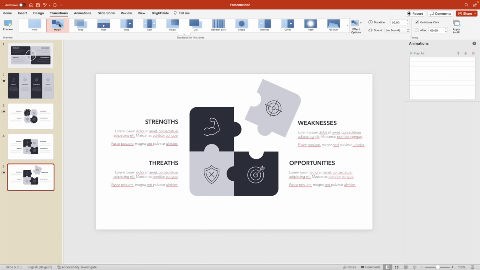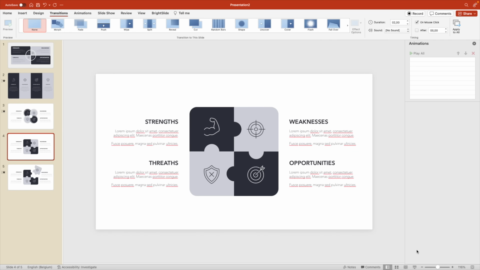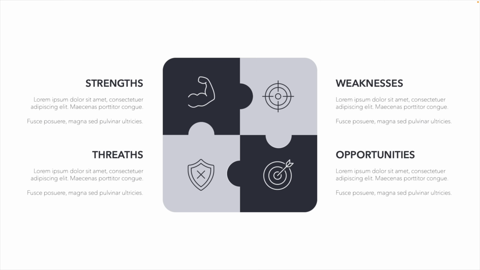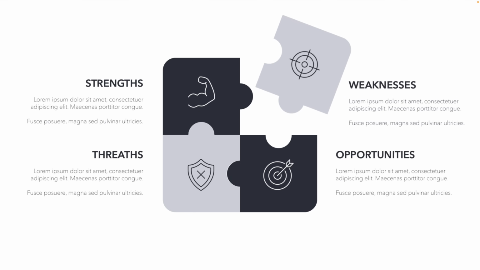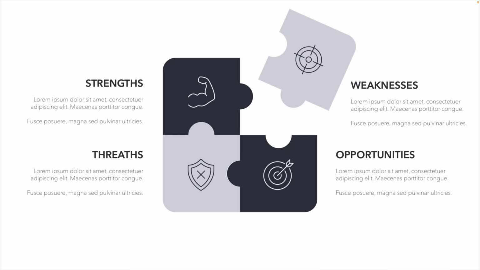And if we now add a transition and the morph transition, you can see that the puzzle piece animates itself. So if you want to emphasize one of the parts of the SWOT analysis, this could be a cool way to do it. Let's see that on full screen. So you start off with a pretty normal SWOT analysis, and then if you click, you remove one of the pieces or you take them out to really put emphasis on it. So depending on how your story goes, this could be a cool technique to use.